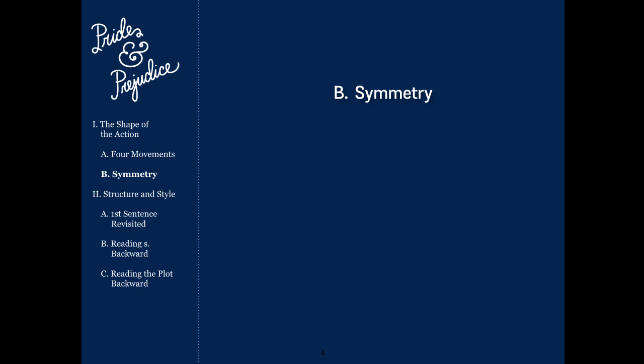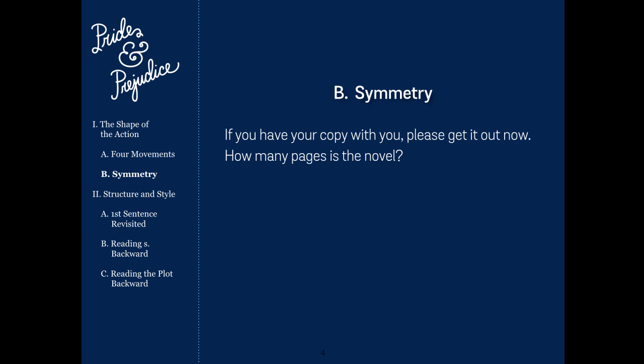The symmetry of this pattern, with its brief opening and closing movements bracketing the long stay in Kent, is what we have by now come to expect. But to demonstrate just how symmetrical the design of the novel really is, let me ask you to get out your copy of the text, if you have it with you, and figure out how many total pages the novel takes up. You can pause the video while you check these things.